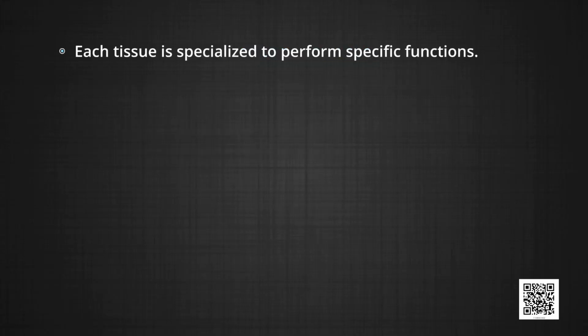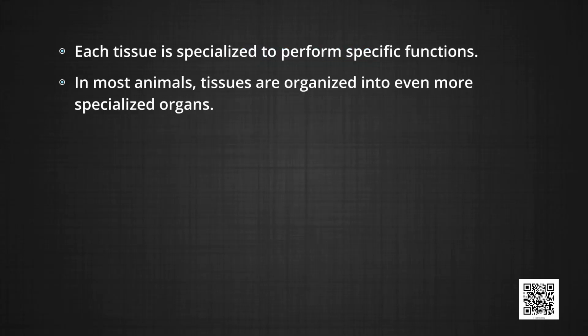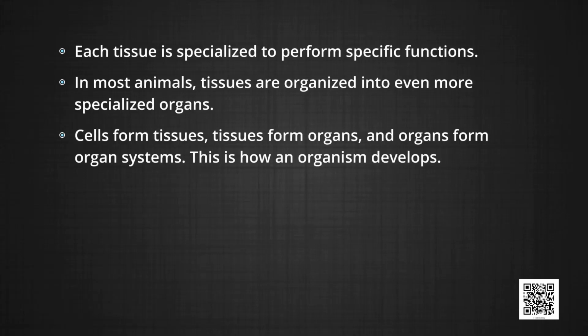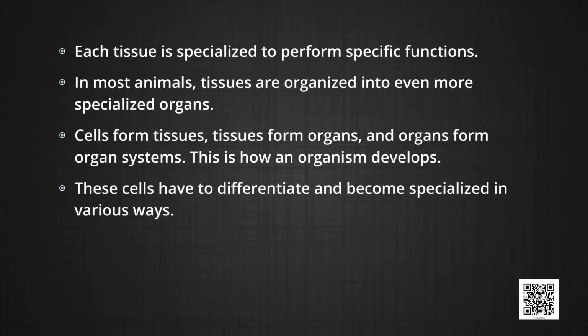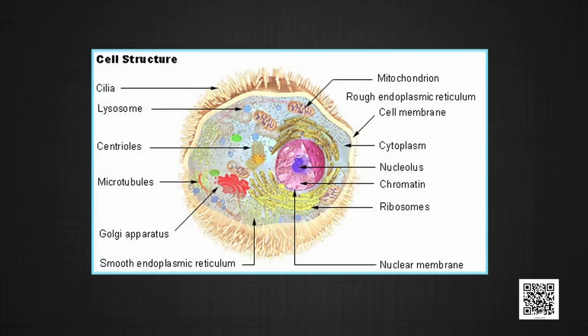Each tissue is specialized to perform a specific function. In most animals, tissues are organized into even more specialized organs. Cells form tissues, tissues form organs, and organs form organ systems. This is how an organism develops. These cells have to differentiate and become specialized in various ways. Cell structure: the nucleus, nucleolus, ribosomes, smooth ER, that is endoplasmic reticulum, rough ER, nuclear membrane, Golgi body, lysosome, mitochondria, centrioles, cytoskeleton, vacuoles.